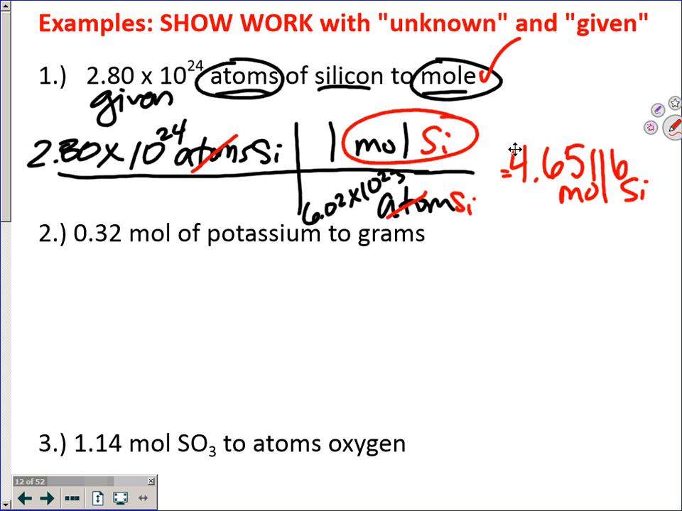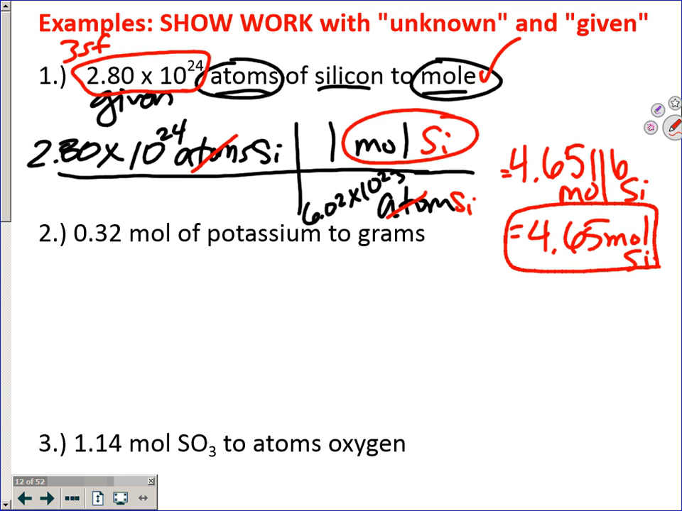Okay, back to sig figs. Go back to your initial given. How many sig figs are in our given? 3. Okay, so 3. Who remembers the rule? Okay, the decimal is present, so we start in the Pacific at the first non-zero digit, so that's 2, 8, and 0. So there are 3 sig figs here, so I need 3 sig figs here. Round this for me to 3 sig figs. 4.65 moles of silicon. And that's our answer.